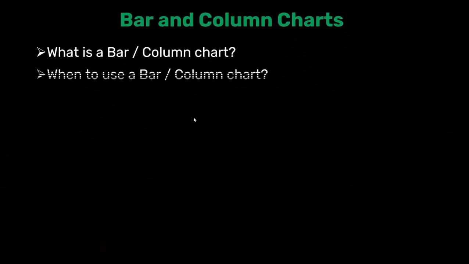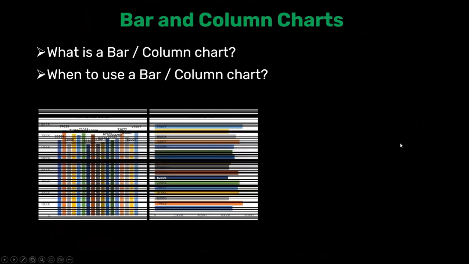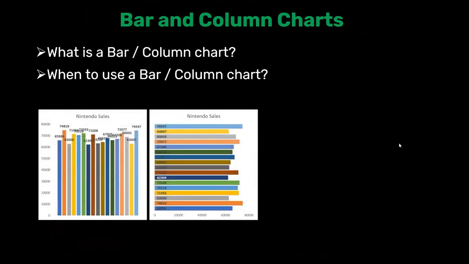Now, when to use a bar or column chart? When do you need to use that? Okay. So you choose bar charts when you have to display a large number of data sets on the category axis. In such a case, using a column chart doesn't make sense. For example, take a look at these charts. Which chart do you think makes more sense?